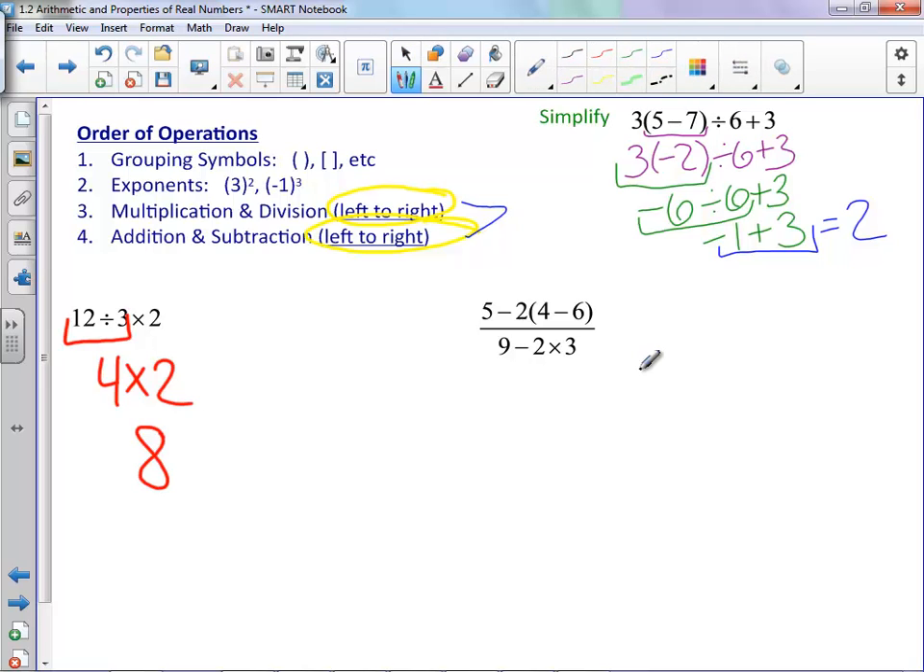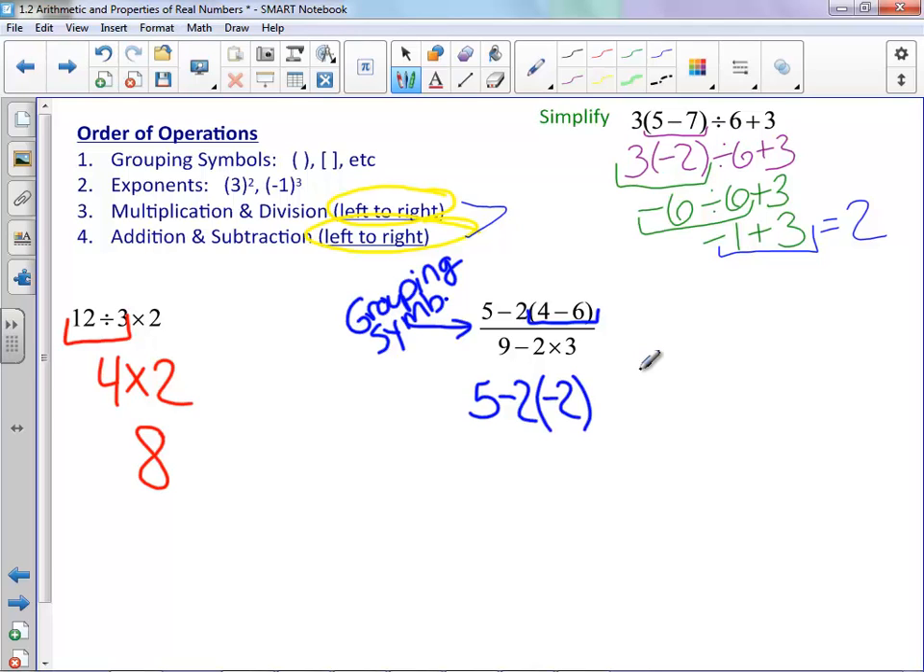So notice this fraction bar is now actually being used as a grouping symbol. It's separating your numerator from your denominator. So now we have to worry about the numerator separate from the denominator. However, within our numerator, we also have another set of grouping symbols, 4 minus 6. So we'll have 5 minus 2 times 4 minus 6 is negative 2. No grouping symbols in the denominator, so we will just rewrite it.